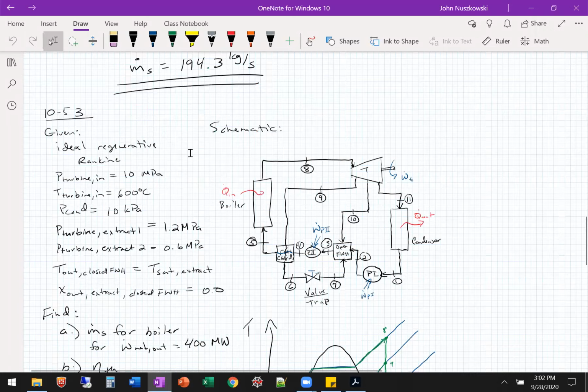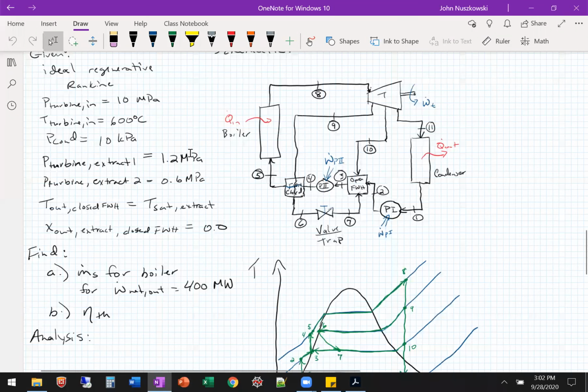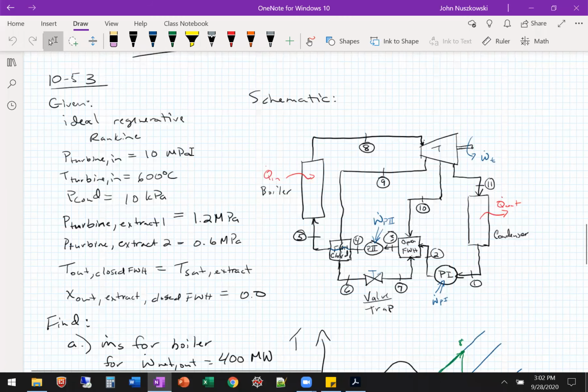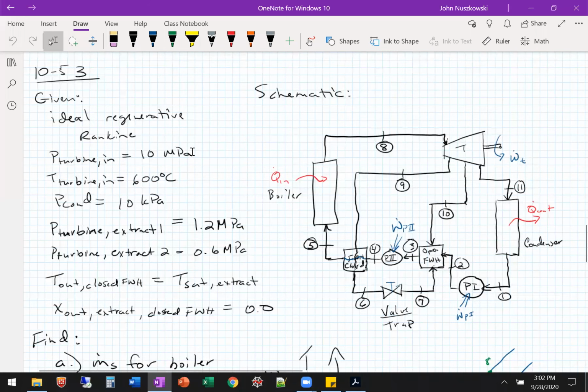Okay, and the regenerative was problem 10-53. We're given an ideal regenerative Rankine. They gave us the pressure at the inlet to the turbine, the temperature at the inlet to the turbine, the pressure at the condenser. Okay, they gave us the first pressure, that's for the first extracted steam's pressure.